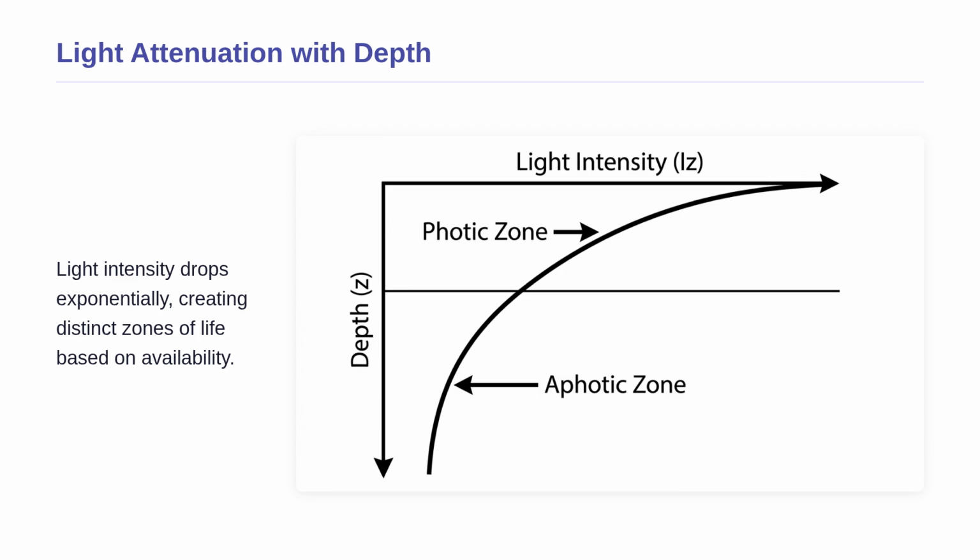The diagram clearly marks the photic zone at the top, where enough light exists for photosynthesis, and the aphotic zone below, where it is too dark. This visual perfectly maps the physical limits placed on photosynthetic organisms by their environment.